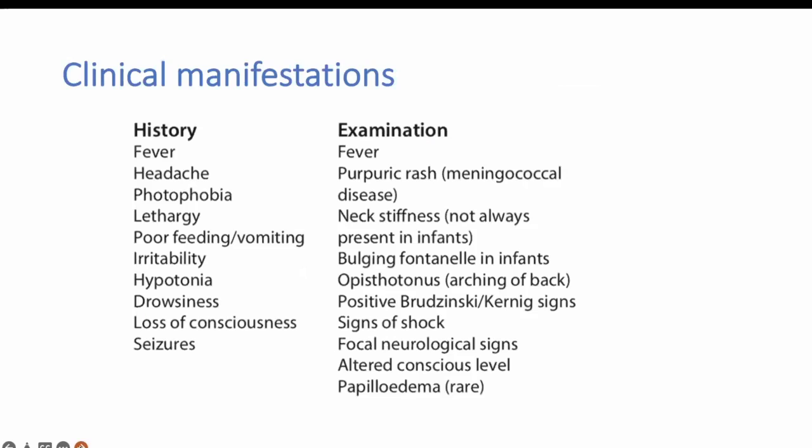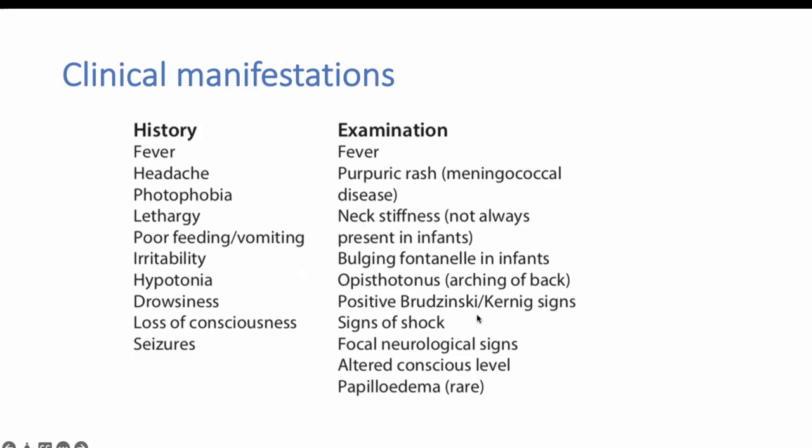So we mentioned the commonest organisms. Clinical manifestations of meningitis. By history, if the patient is verbal and old enough, they will have headache and photophobia, but the usual signs and symptoms are fever, poor feeding, vomiting, irritability. Some patients will have abnormal movements. Some patients will have loss of consciousness. By examination, you might have fever. Upon presentation, you might have a purpuric rash, as we mentioned with meningococcal. Sometimes the patient will have neck stiffness, and positive Brudzinski and Kernig signs.